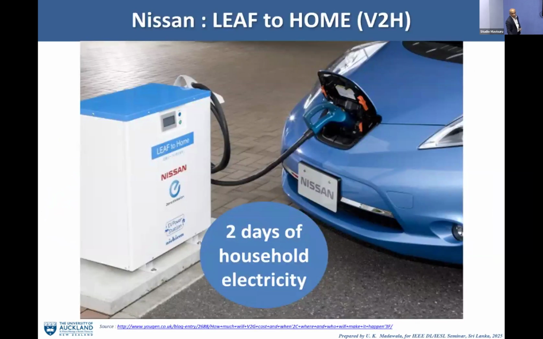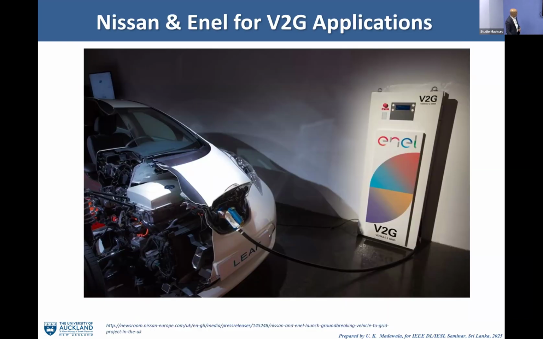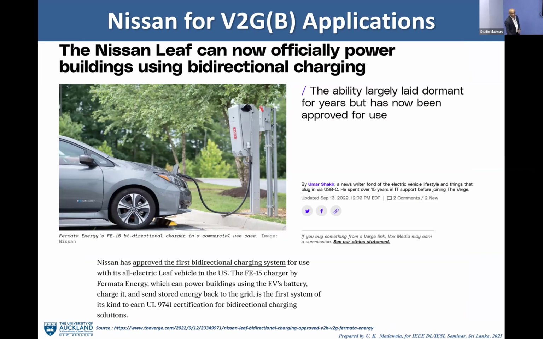So this is Nissan Leaf to Home. This was in 2012 or 2014, at that time, but it could not be used widely because the standards were not yet released. So this is a CHAdeMO Nissan Leaf to Home, and this is a three-phase. And again, the V2G system there. And some of the latest one, V2G or V2 building, the latest Nissan can do. This is already available now.